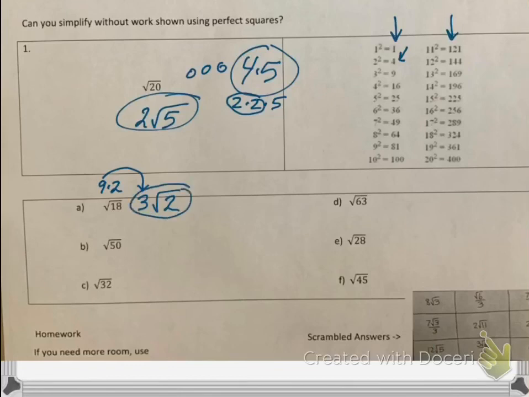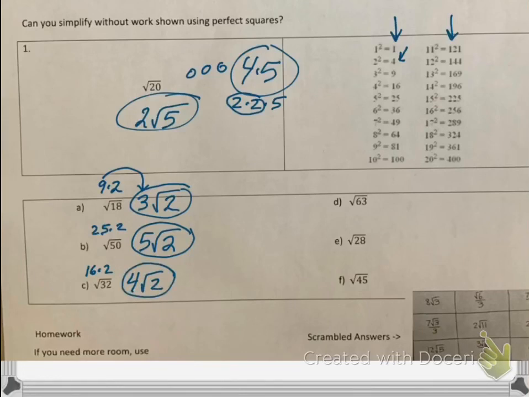50. The largest perfect square that's a factor of 50 would be 25. So 25 times 2. I'm writing this down just so you can see my thought process. So 25 is the perfect square. If I take the square root of 25, I get 5. And then the other factor was a 2, so that's left on the inside. Looking at part C, 32. The largest perfect square that's a factor of 32 would be 16. And then 16 times 2 gives you 32. So the square root of 16 is 4, and then the other factor, 2, stays on the inside.